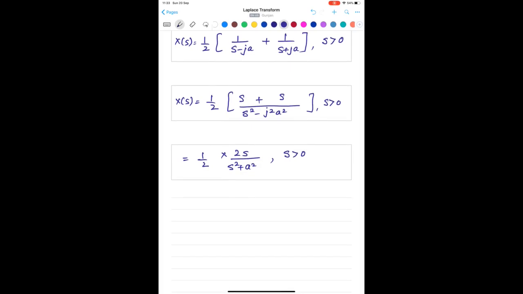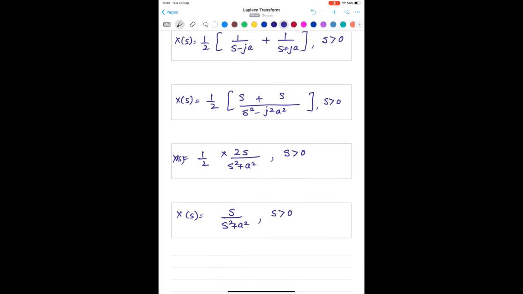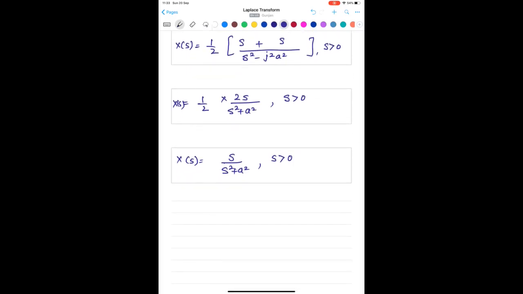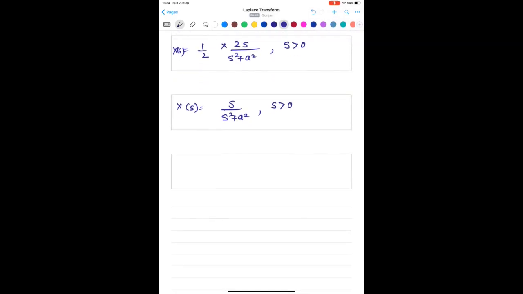2 will cancel with 2 also. So the final answer which we have is x of s equals s upon s square plus a square for s greater than 0. At this point I want you to try this. I'll solve this question in the next video. What will be the Laplace transform of sine at u of t?